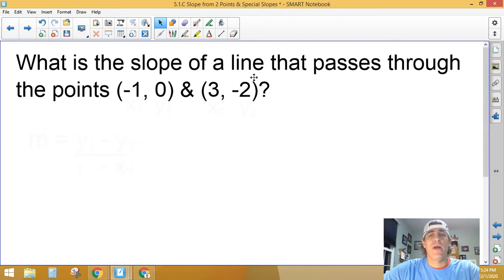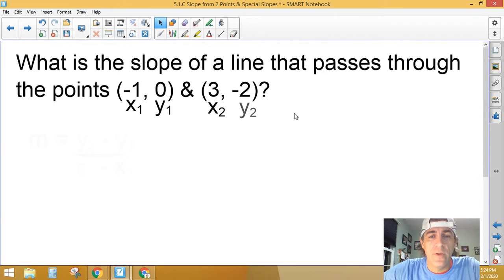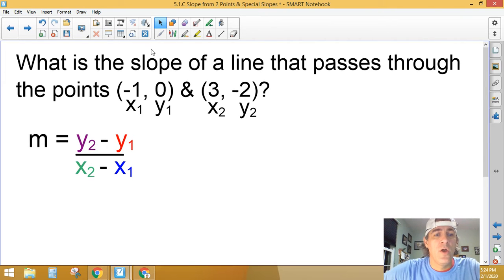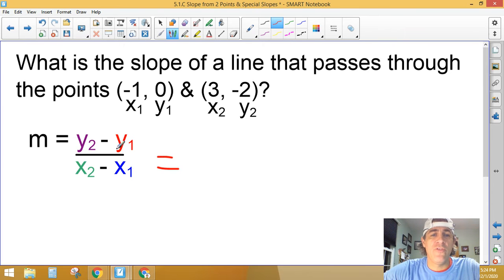What's the slope of a line that passes through the points (-1, 0) and (3, -2)? The first thing I strongly suggest is identifying: this is my x1, this is my y1, this is my x2, this is my y2. It doesn't matter which one. If the 2 points happen to be switched, you would end up getting the same slope. I absolutely promise you. We want to remember the slope formula, which is m equals y2 minus y1 over x2 minus x1. And now all I'm going to do is plug in my numbers.